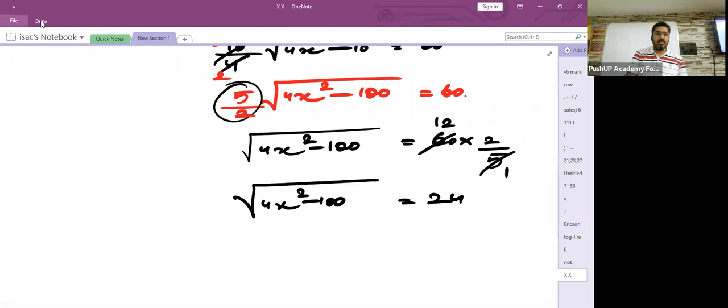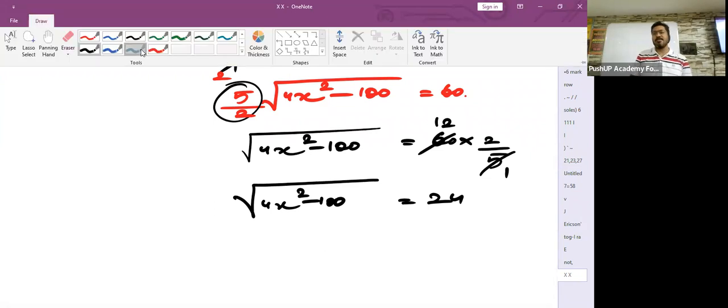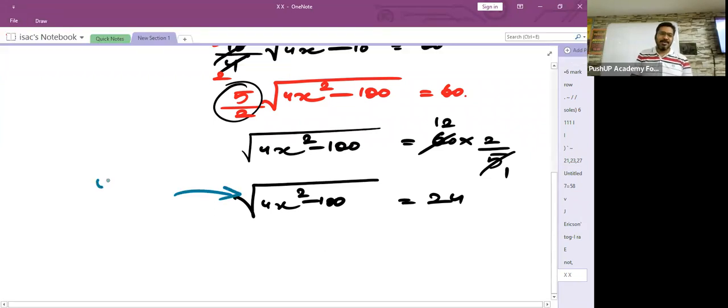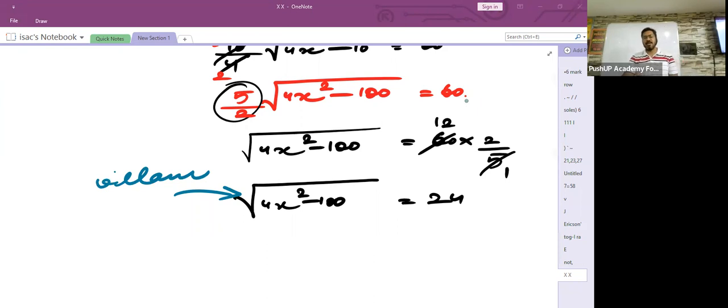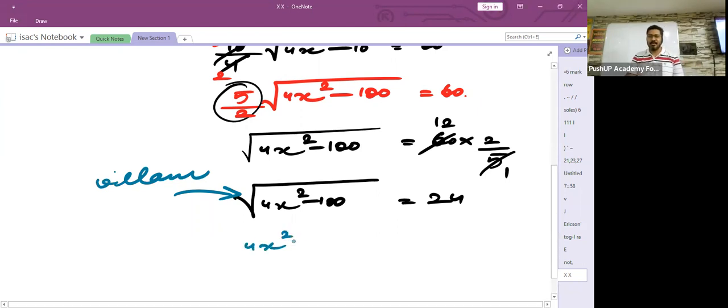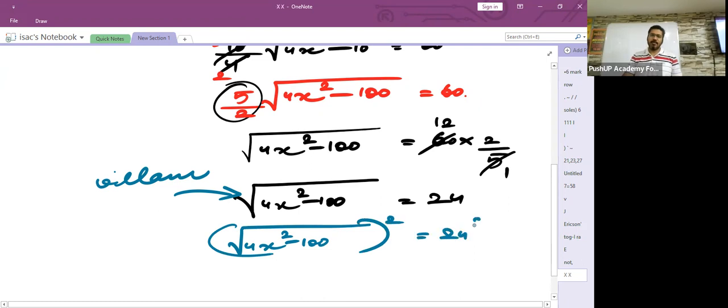Now, children, who is the villain in this sum? Square root is the villain, isn't it? And how do we eliminate the villain? Just by squaring both the sides, isn't it? So when you square both the sides, square root of 4x square minus 100, whole square, is equal to 24 square. Okay, I'm just squaring both the sides.